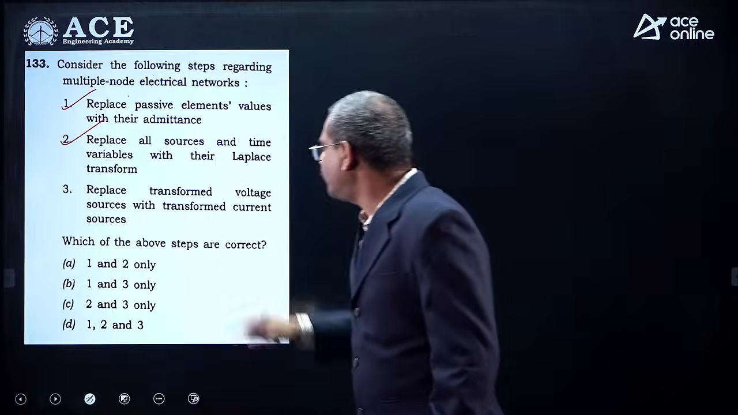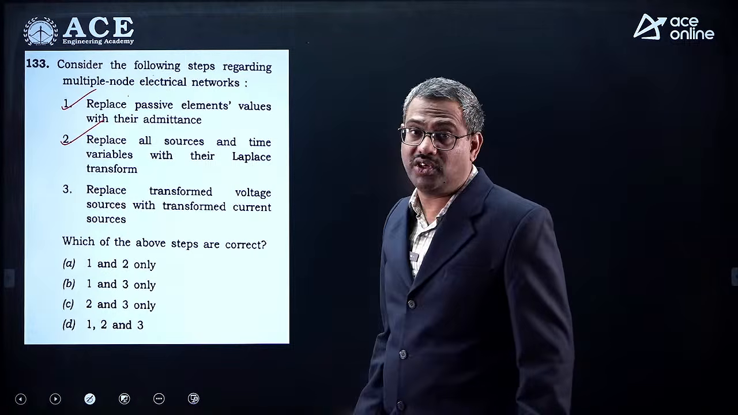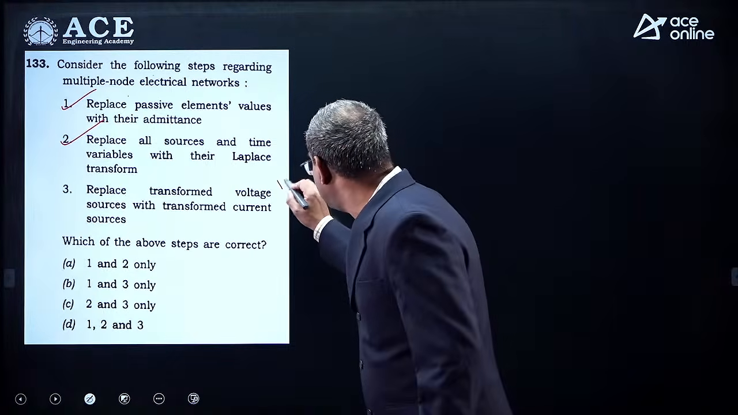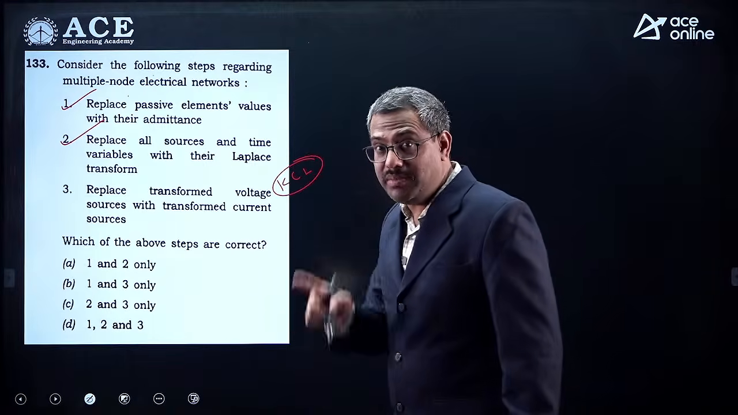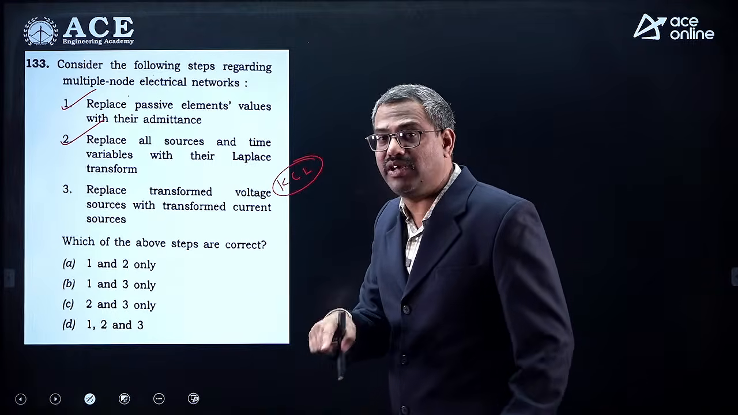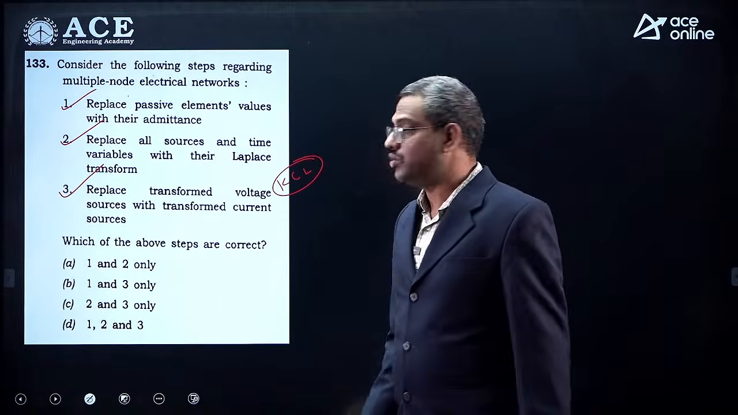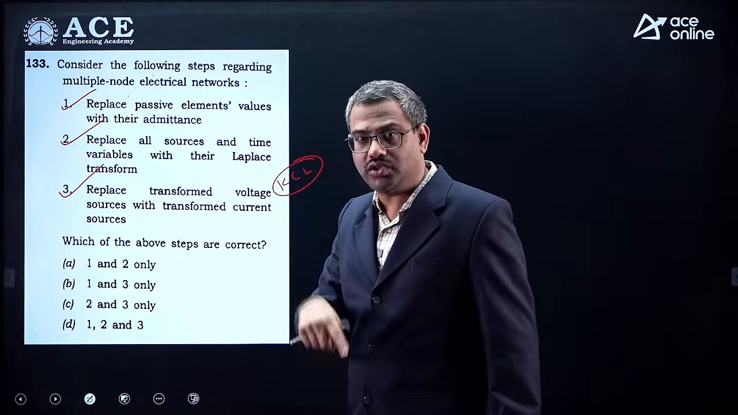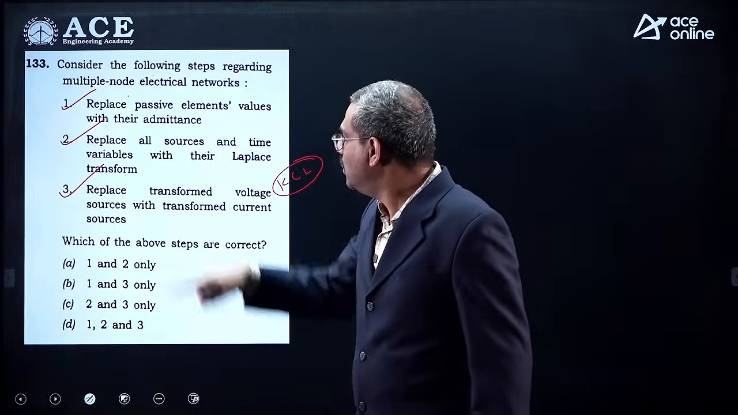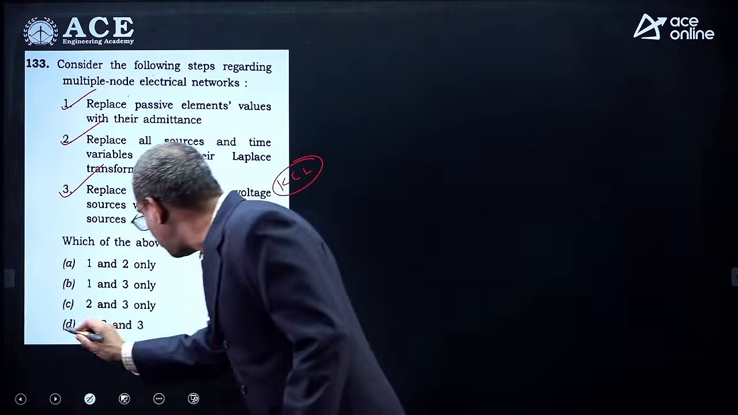Then replace transformed voltage sources with transformed current sources, because in admittance form we apply KCL. KCL means better convert all voltage sources to current sources by using source transformation. That is also true. If possible, only we do that. But yes, replace all transformed voltage sources with current sources. So writing KCL will become easy. So according to me, all three are correct.